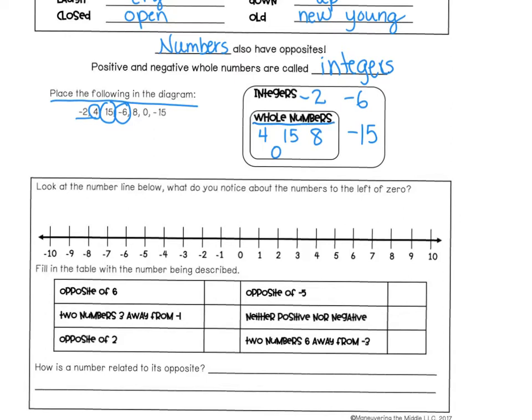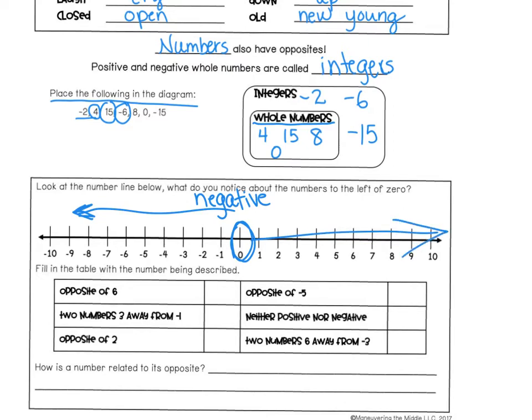Okay, so now it says look at the number line below. What do you notice about the numbers to the left of 0? Left would be going this way. All the numbers on the left of 0 are negative. Does everybody agree with that? So all the numbers on the left of 0 are negative. So let's fill in the table, and 0's in the middle. Everybody see that? 0's in the middle, and all these numbers this way are positive.